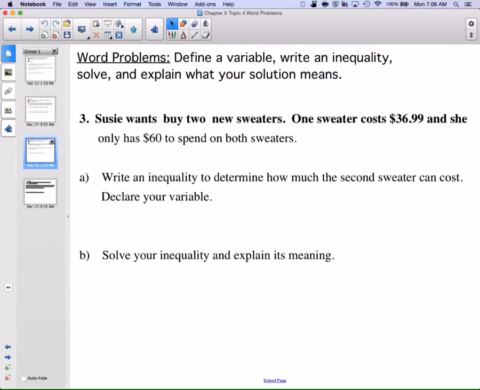Alright, so it says Susie wants to buy 2 new sweaters. One sweater has a fixed price of $36.99 and she only has $60 to spend on both of them. So write an inequality to determine how much the second sweater can cost. Declare your variable. We don't know what the price of the second sweater is, so we can call that X, and that's going to be the price of the second sweater.